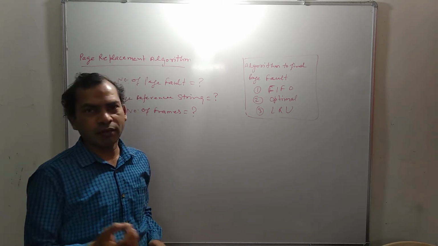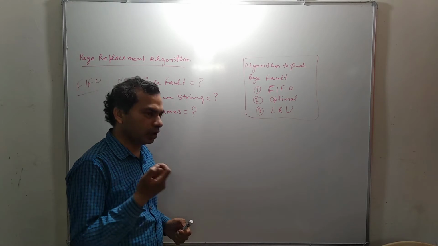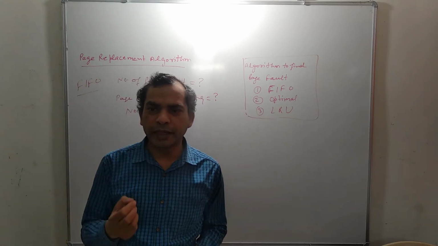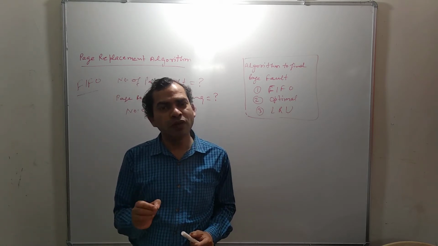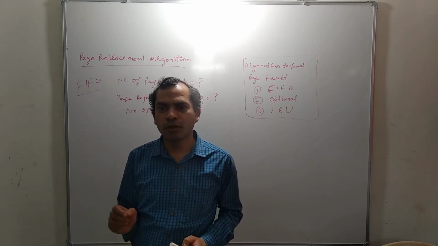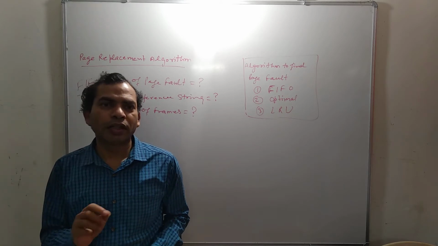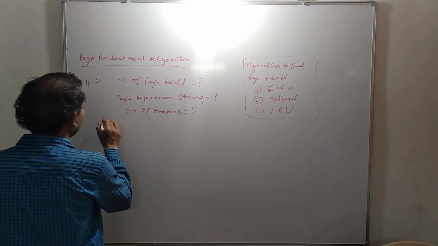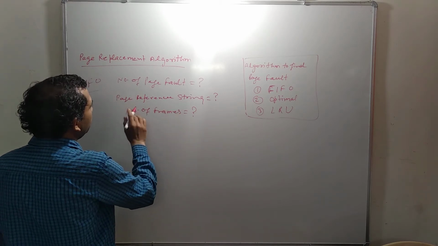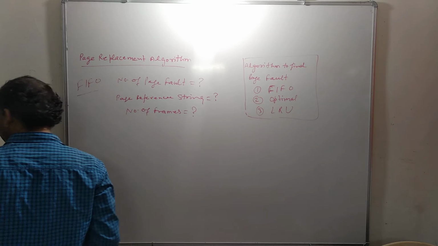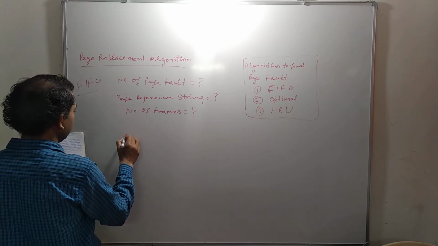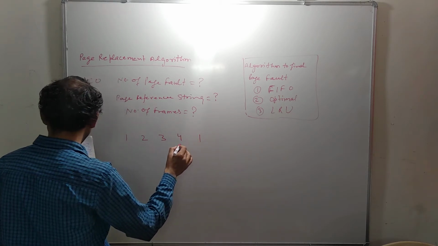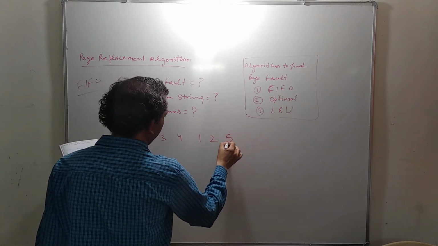So I am taking one reference string which we want to search inside the RAM, and on behalf of that we will find out how many page faults there are for the given frames. So the reference string we are taking here is 1 2 3 4 1 2 5 1.